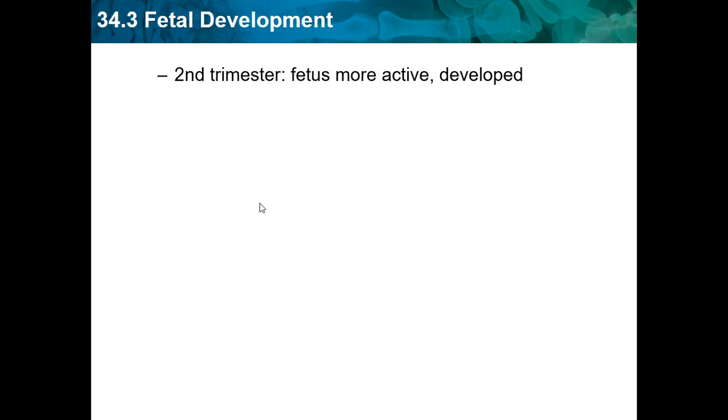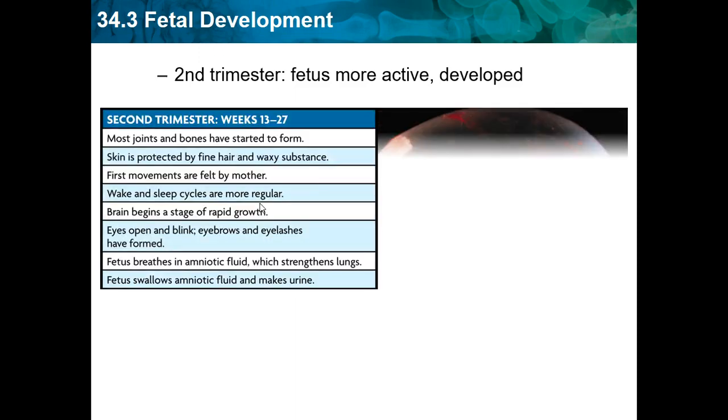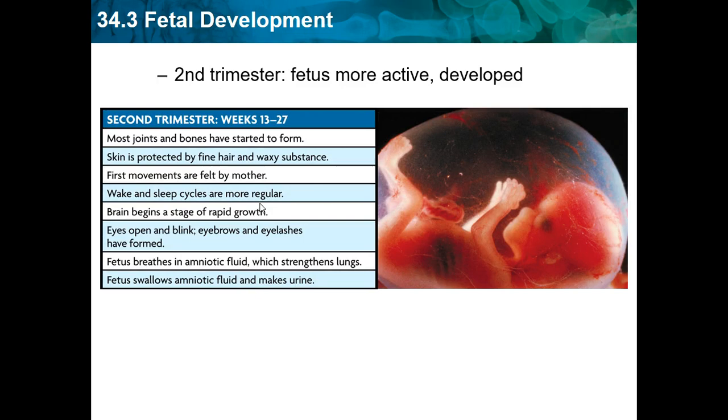So, second trimester, the fetus is more active and develops. And one thing to note here is that most embryos of all animals look about the same, so it's another way to help us conclude evolution. So, second trimester is weeks 13 to 27.